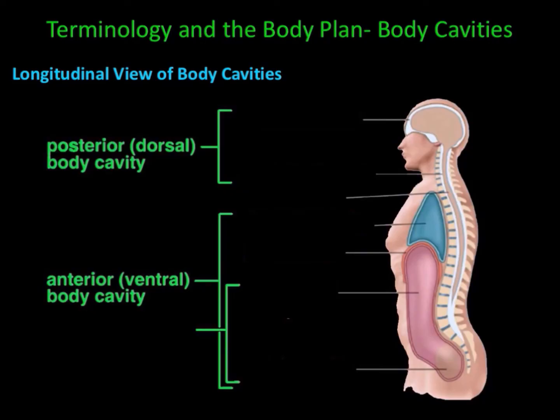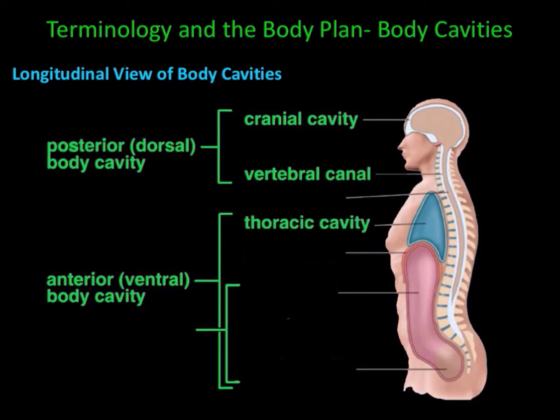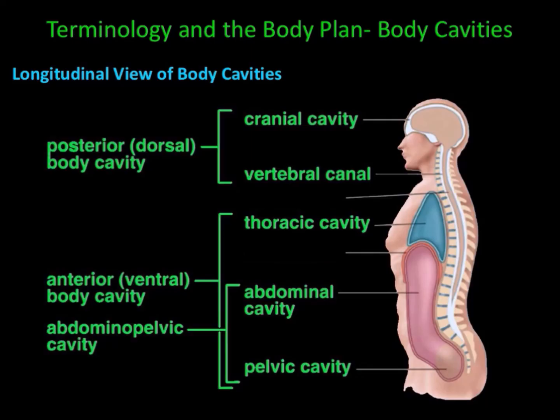Looking at the posterior cavity, it has 2 subdivisions: the cranial cavity and the vertebral canal. Next, the anterior cavity has 3 subdivisions. The first subdivision is the thoracic cavity. The second subdivision is the abdominal cavity, and the third subdivision is the pelvic cavity. Sometimes the abdominal cavity and the pelvic cavity are combined and referred to as the abdominal pelvic cavity.